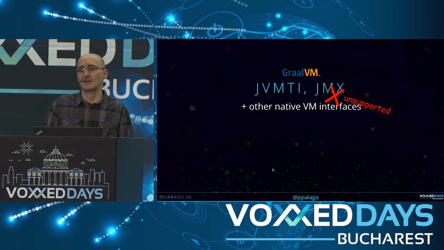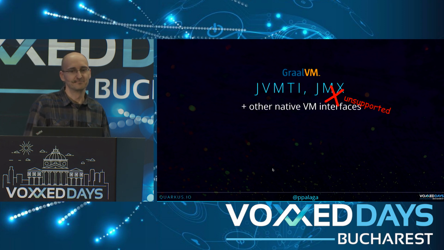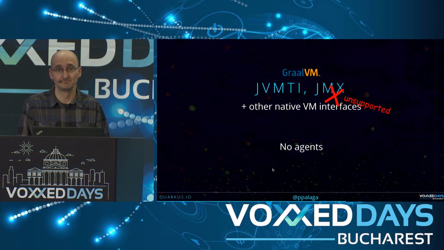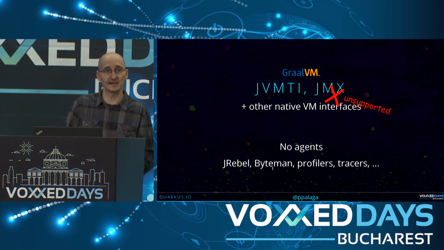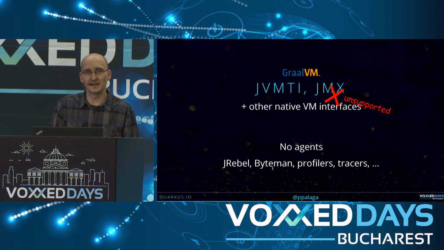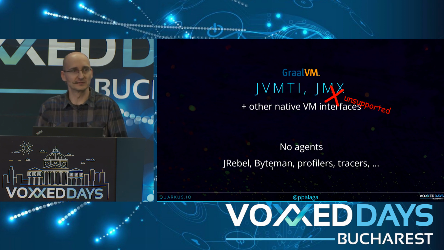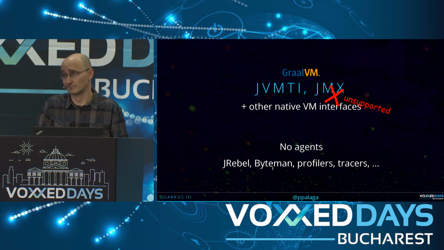Second, no native interfaces. What does this mean? No agents. Like JRebel, Byteman, profilers, and tracers are possible when you run a native executable. Why? Because most of these interfaces rely on bytecode, and when you produce a native executable, there's no bytecode there.